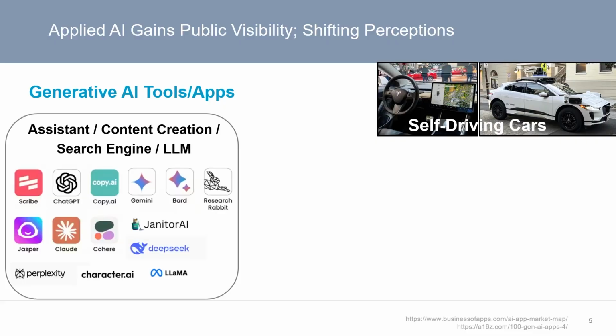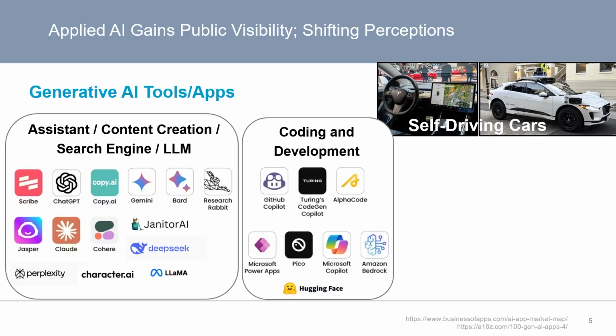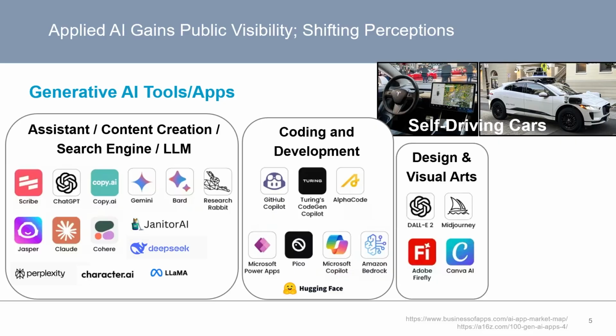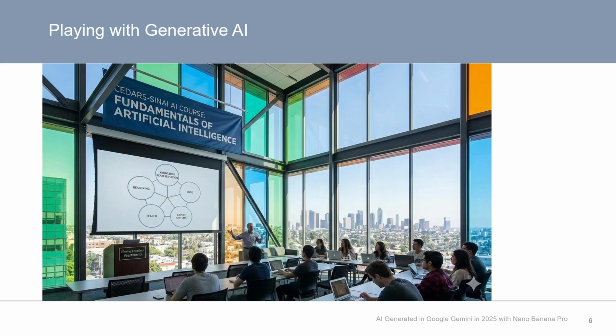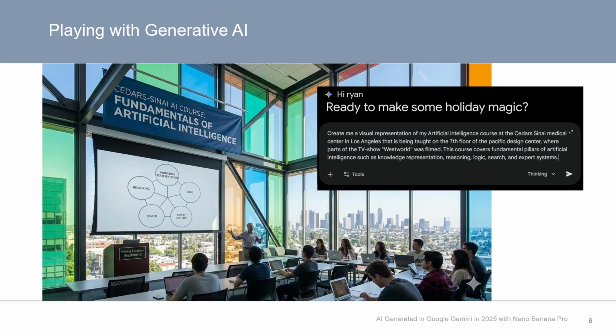With respect to generative AI, we already have access to a number of digital assistants, content creators, search engines, and large language models, as well as tools for coding and development, design and visual arts, and audio and video generation. For example, I used Nano Banana Pro in Google Gemini to create this visual representation of my new artificial intelligence course at the Cedars Sinai Medical Center in Los Angeles. The image generator created a pretty impressive degree of detail, specificity, and adherence to the information in my prompt.